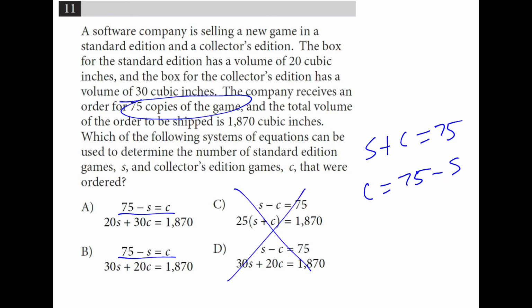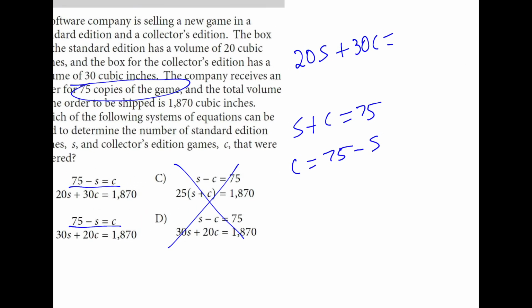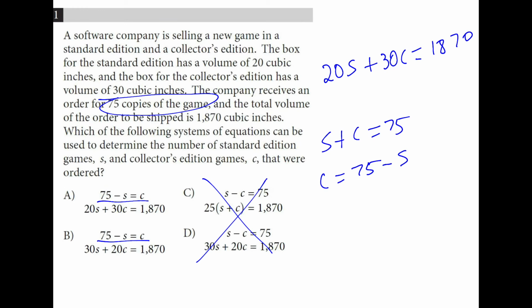These two are out. Then they give me a volume for standard, which is 20, plus a volume for collectors, which is 30, and a total volume as 1870. So these have the right numbers with the right variables. That's why A is correct.